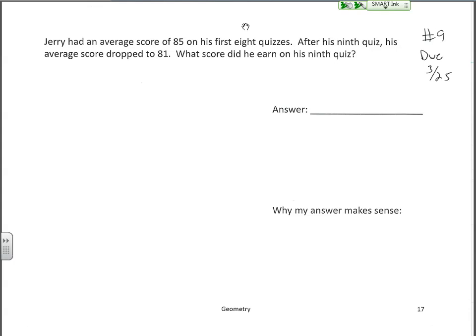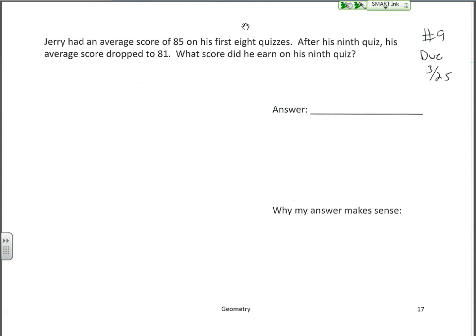So the first one, Jerry had an average score of 85 on his first 8 quizzes. After his 9th quiz, his average score dropped to 81. Oh boy. What score did he earn on his 9th quiz? Okay, so we're dealing with averages here, which would be the mean.